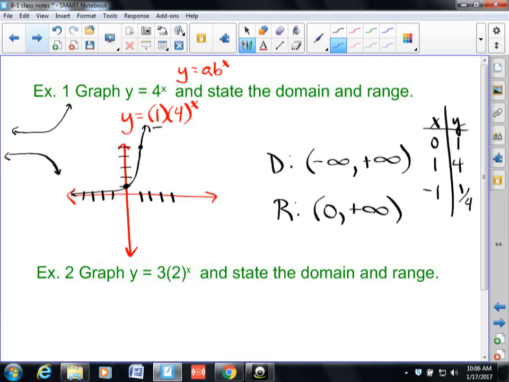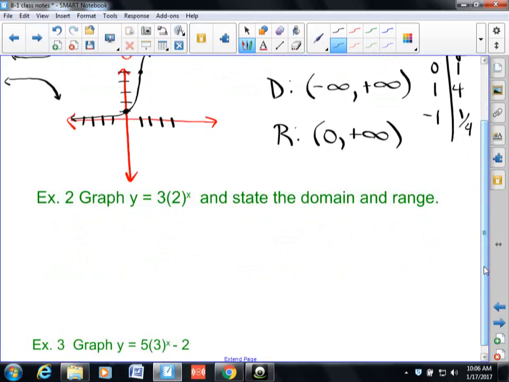Let's look at example 2. So we've got y equals 3 times 2 to the x. So again, ask yourself, what does this mean? First of all, is it going to be growth or is it going to be decay? Well, this 2 tells us that it's going to be growth. Then we are going to take a look at our y-intercept. You can see that there's nothing being added on, so that means that our x-axis is the asymptote. So 3 is going to be our y-intercept.